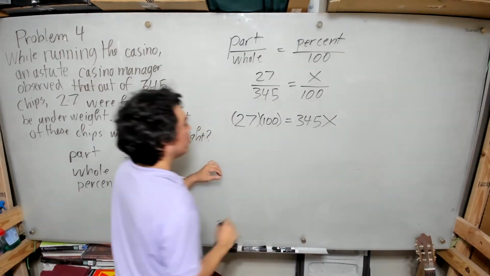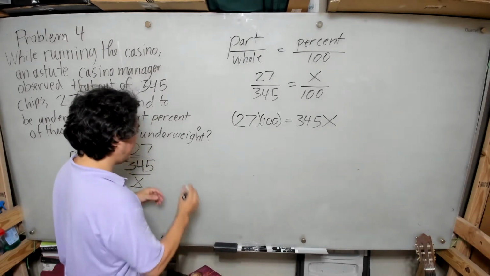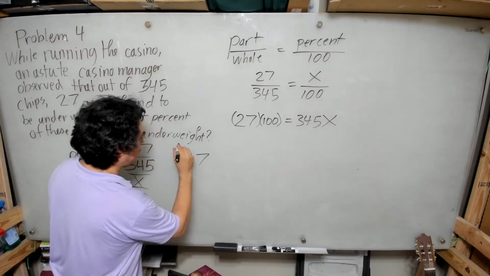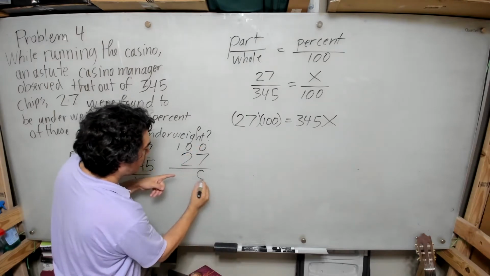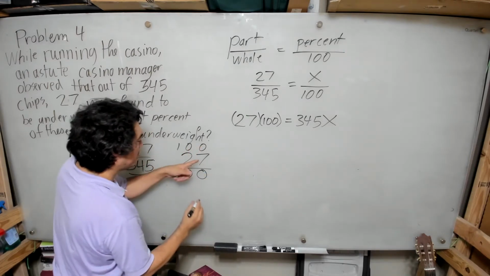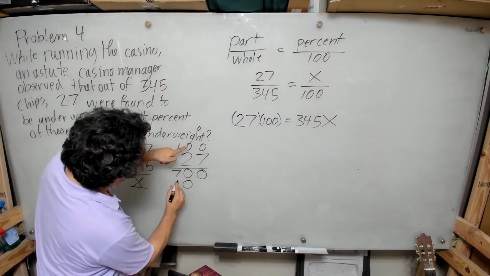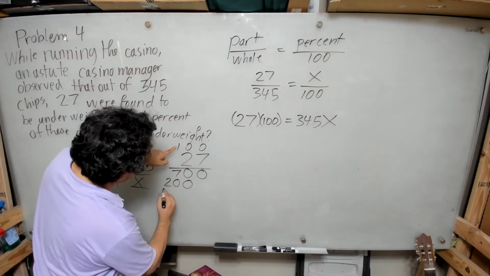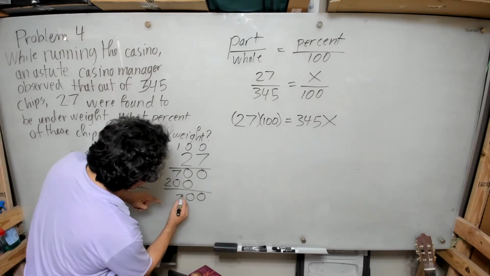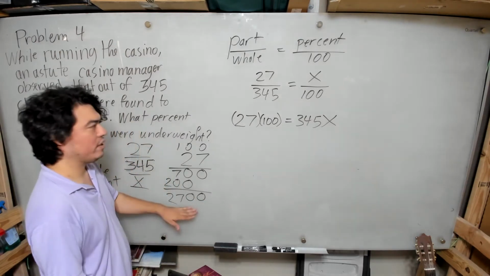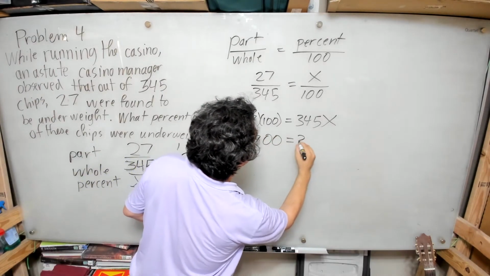Okay. So now the question is, what is 27 times 100? So I'm going to do that here. 27 times 100 will equal: 7 times 0 is 0, 7 times 0 is 0, 7 times 1 is 7, 2 times 0 is 0, 2 times 0 is 0, 2 times 1 is 2. Then I just add: 0 plus 0 is 0, 0 plus 0 is 0, 7 plus 0 is 7, 2. 2700. 2700 equals 345x.